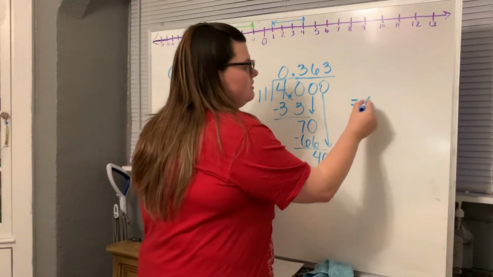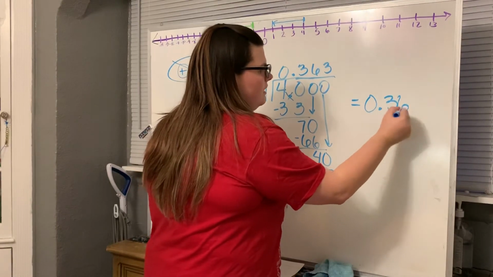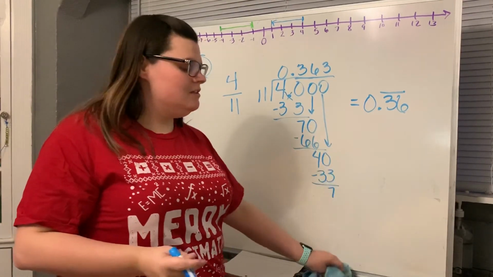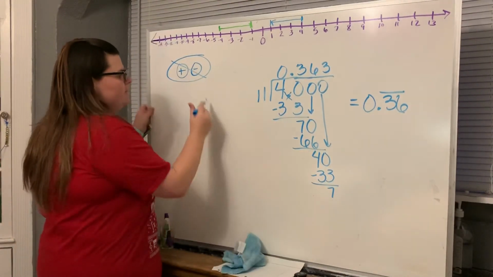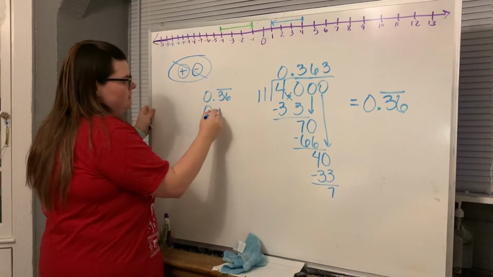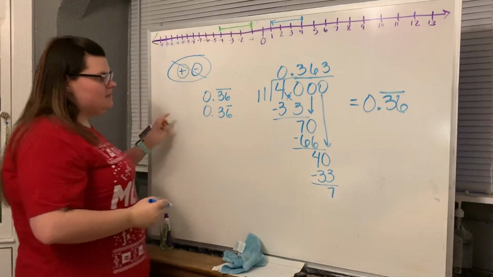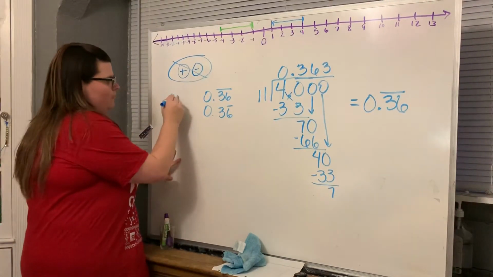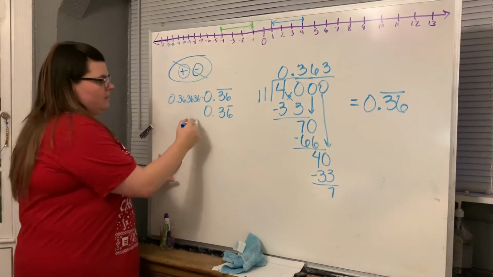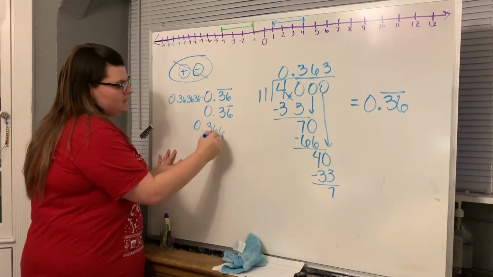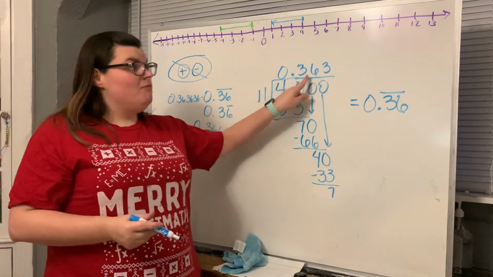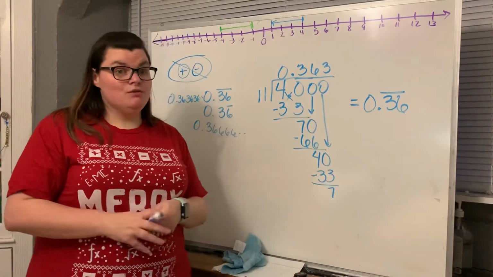So my answer looks like this. Don't forget that that repeating sign goes over both the 3 and the 6, okay? There is a difference between this and this. This means 0.363636, 0.36 forever. This one means 0.36666 forever. Just the 6 is repeating. So make sure if you have both numbers repeating that the repeating line goes over both numbers.